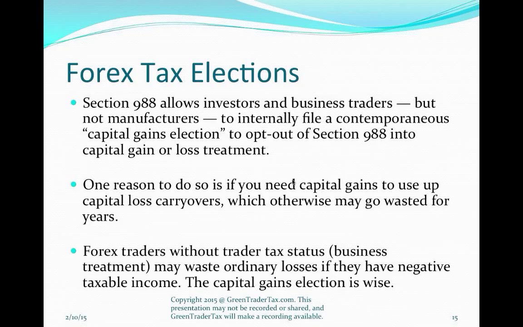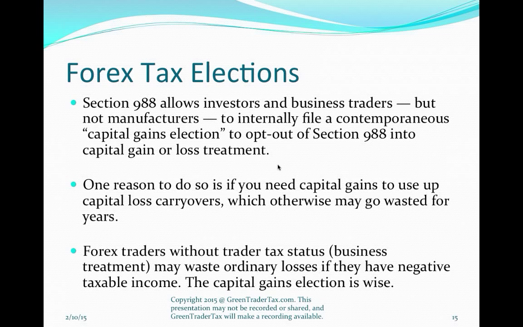Section 988 allows investors and business traders, but not manufacturers, to internally file a contemporaneous capital gains election to opt out of Section 988 into capital gain or loss treatment. You can do that on a good to cancel basis. If you had losses this year in 988, maybe you have other income to absorb it, and now you want to get into the lower 60/40 rates for the rest of the year. So you send yourself an email after today's session saying, I listened to Bob Green. I want to file the capital gains election on a good to cancel basis for the rest of the year. And you email it to yourself. That serves as an internal contemporaneous election.